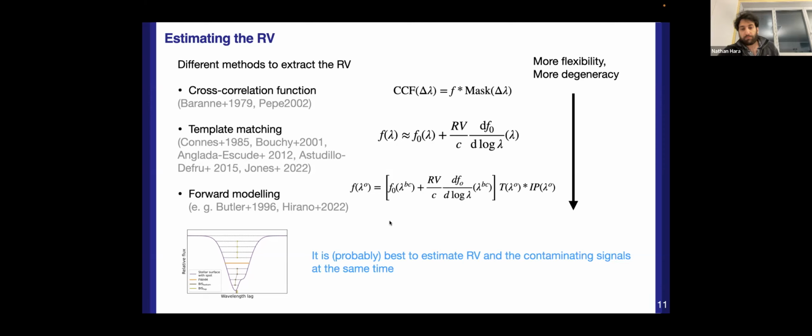And on this point, experience will show, but it's probably best to estimate the RV and the contaminating signals at the same time, so RV and indicators at the same time, because then you can account for the shape change of the spectrum and try to determine the degeneracy between the shape change and the translation due to the Doppler shift.